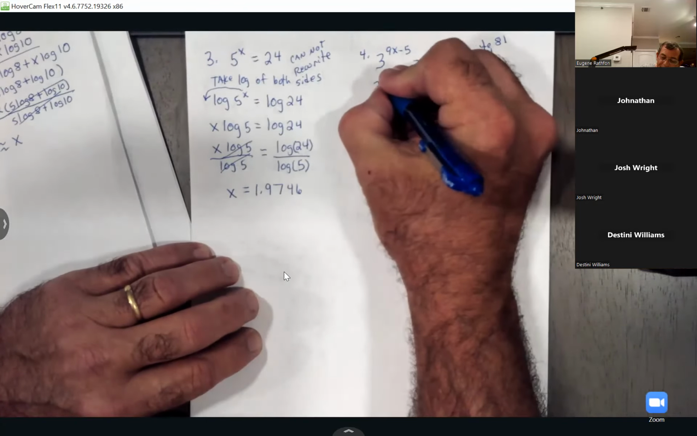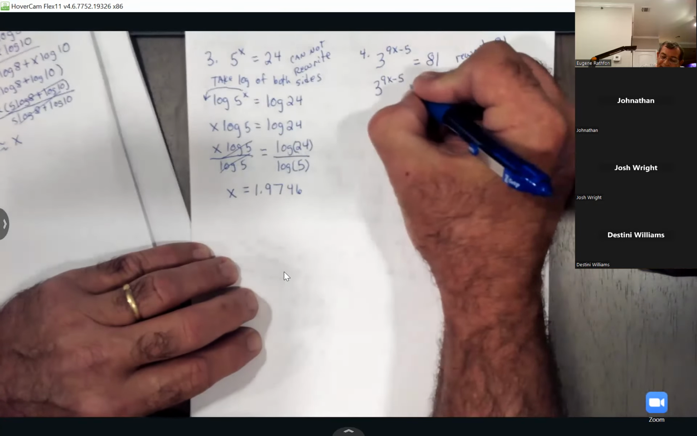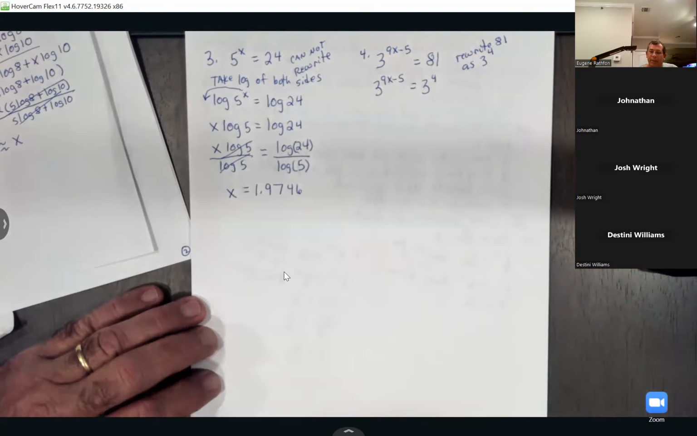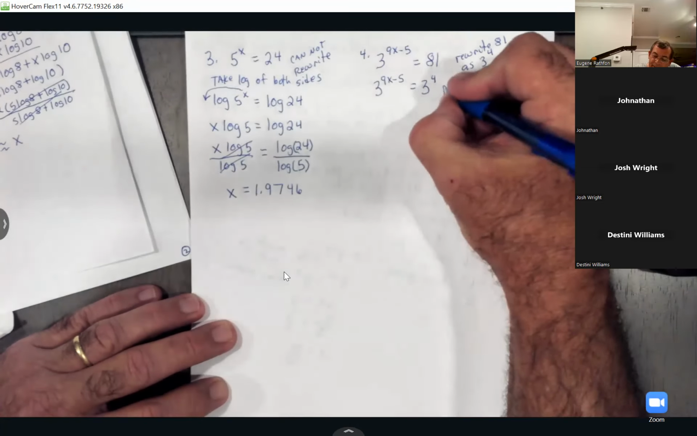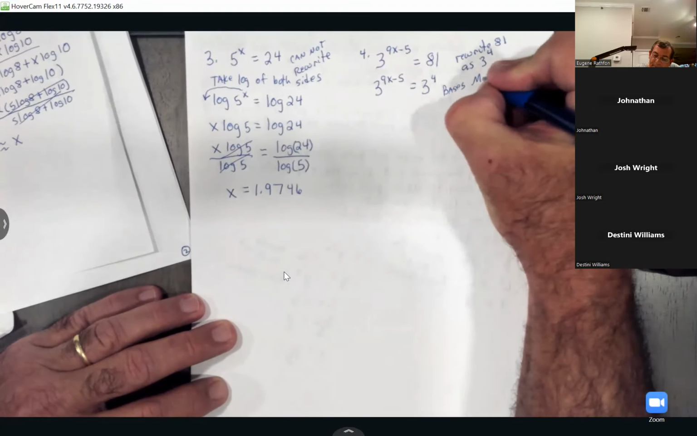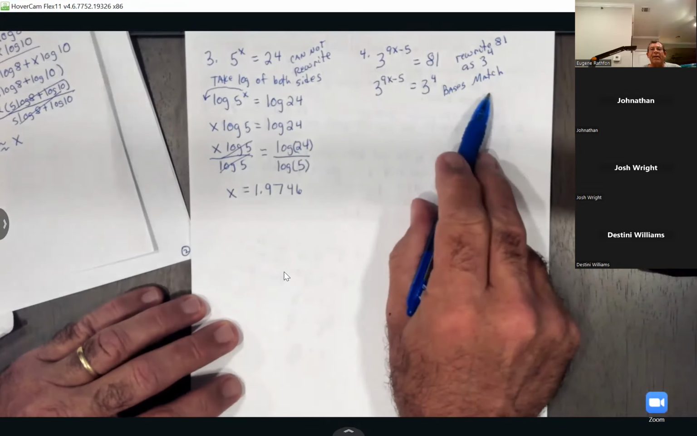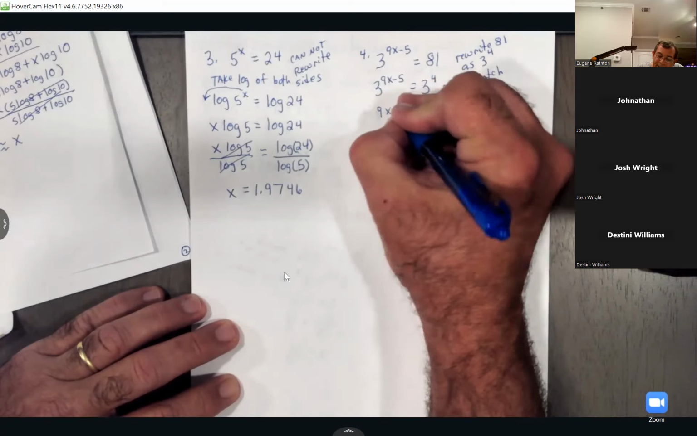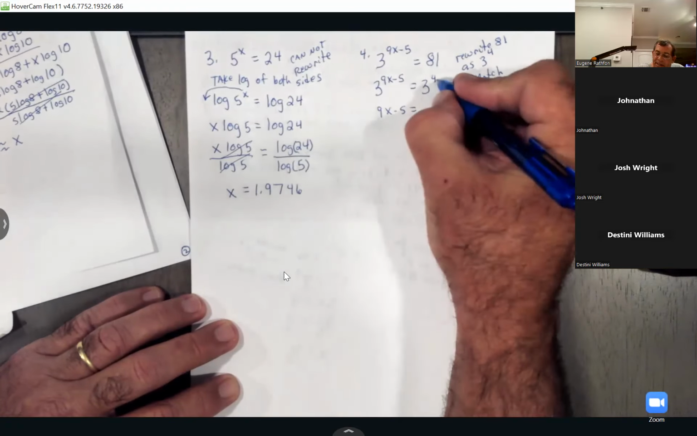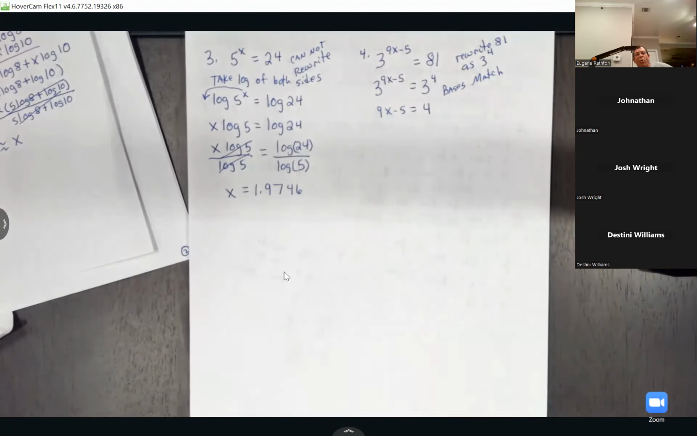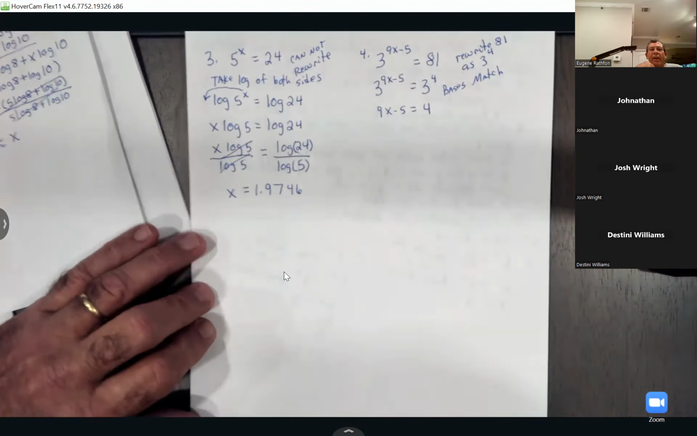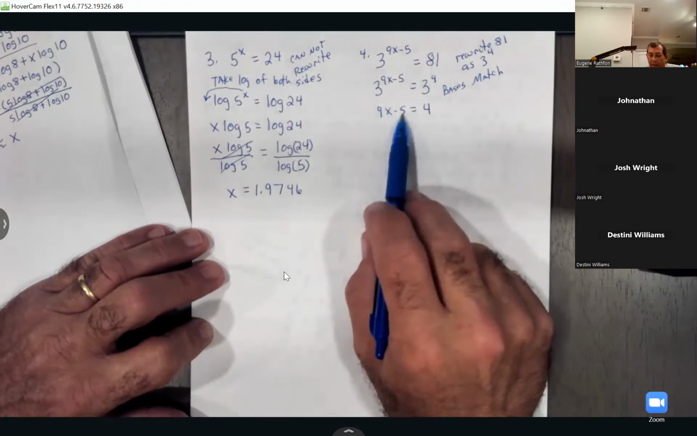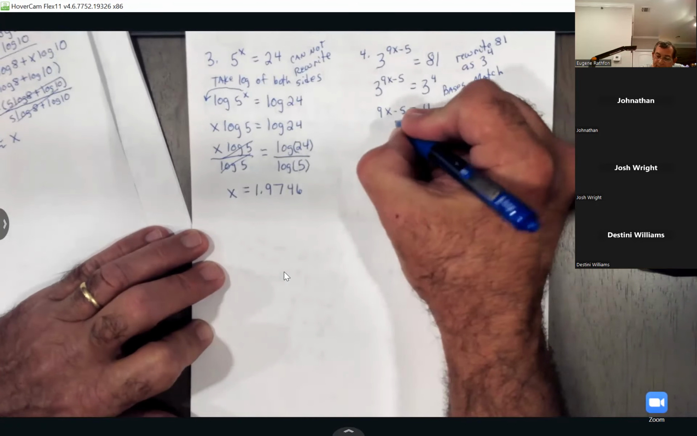All right, so here we go. Bring down the 3 to the 9x minus 5 is going to equal 3 to the 4th. Then y'all were happy these bases now match. So since my bases match, these exponents got to be equal. So 9x minus 5 has to equal that exponent, which is a 4. All right, y'all know what we got to do now is solve for the x. So what? Add 5 to both sides.